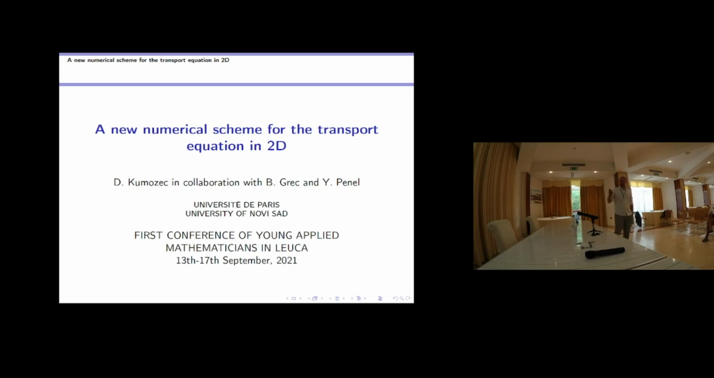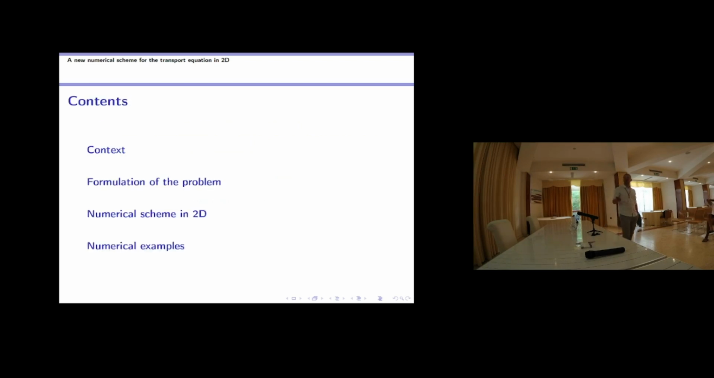I will talk to you about my work in collaboration with Berenice Grek and your panel. The title is Numerical Scheme for the Transport Equation in 2 Dimensions. First, I will tell you about the context of our work. After that, I will give you a formulation of the problem, explain the numerical scheme in 2 dimensions, and show you some numerical examples.